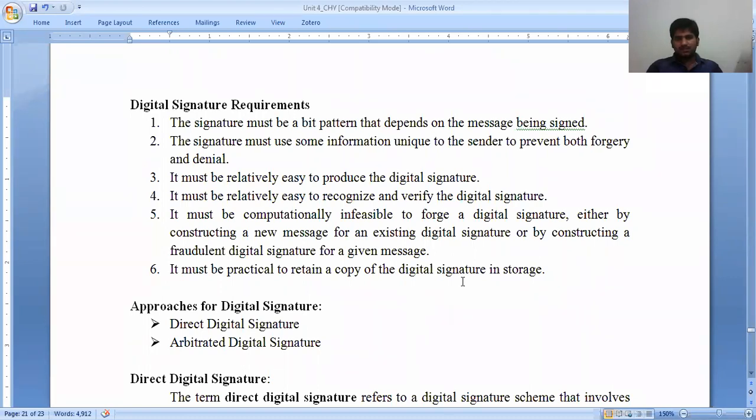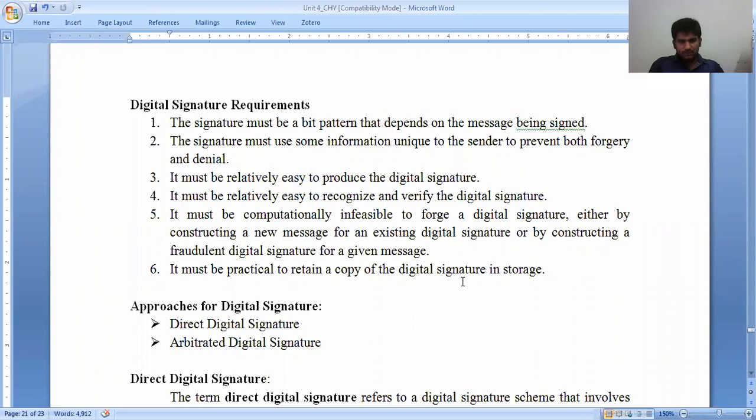It must be computationally infeasible to forge a digital signature, either by constructing a new message for an existing digital signature or by constructing a fraudulent digital signature for a given message. It must be practical to retain a copy of the digital signature in storage. So these are the main requirements for a digital signature.